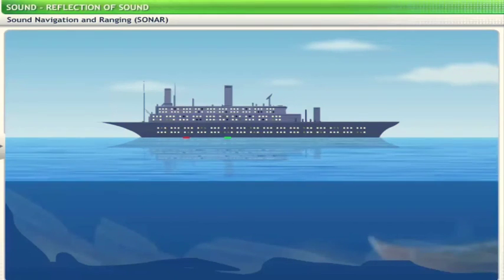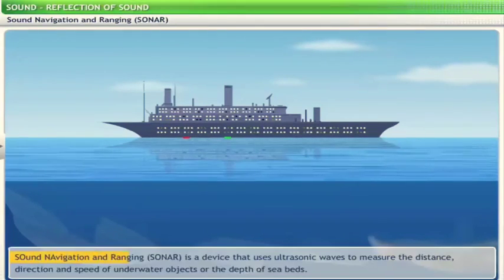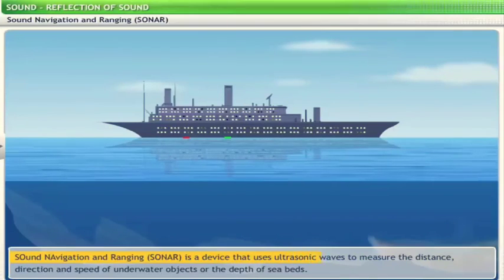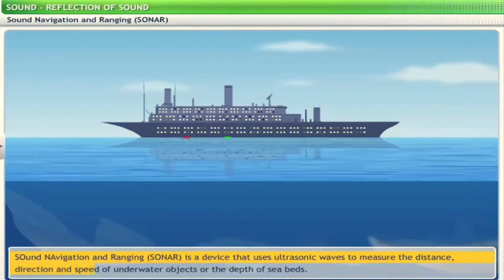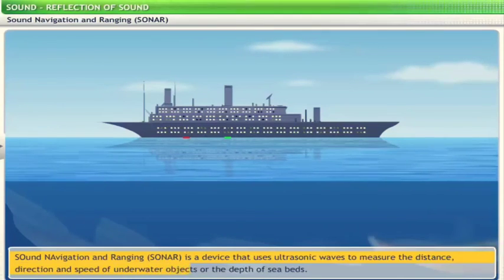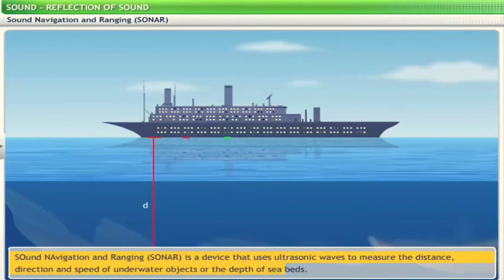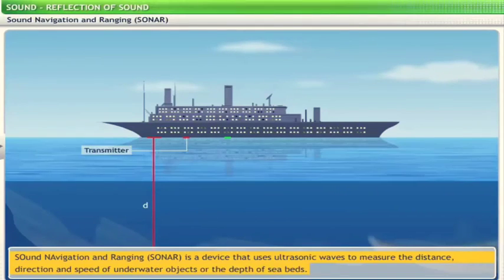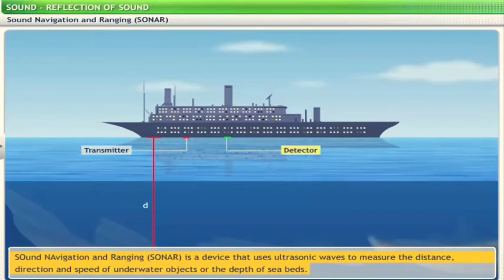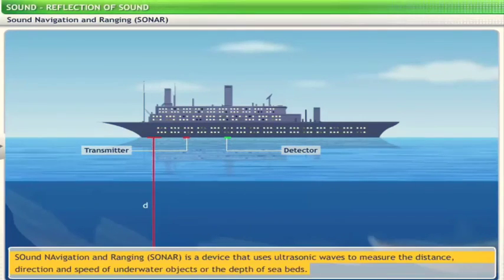Sonar stands for Sound, Navigation and Ranging. Sonar is a device that uses ultrasonic waves to measure the distance, direction, and speed of underwater objects, or the depth of seabeds. It consists of a transmitter and a detector fitted at the bottom of a ship.